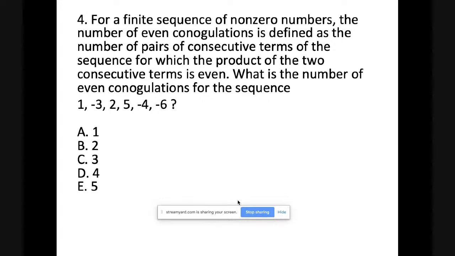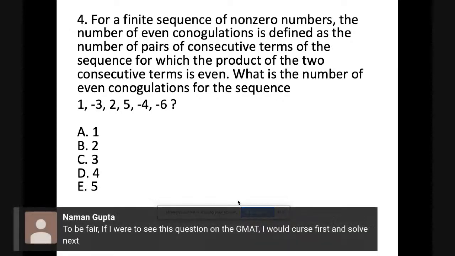And again, if you're stumped or feeling intimidated or wondering what the heck a conoculation is, you failed to study conoculation, let us know. Definitely want to hear it if you guys are stumped or stuck. Wonderful comment from somebody in the live group: to be fair, if I were to see this question on the GMAT, I would curse first and solve next. Exactly. Okay, getting lots of agreement here, which is wonderful.